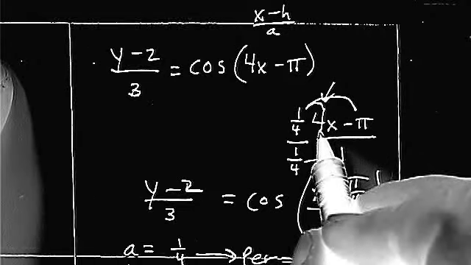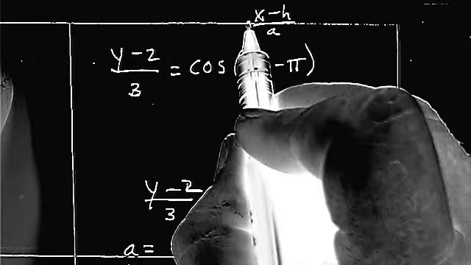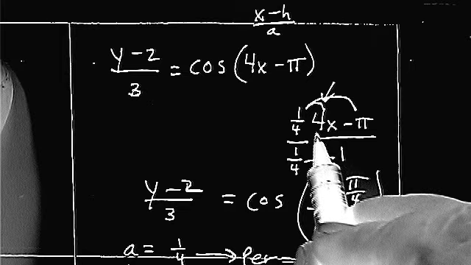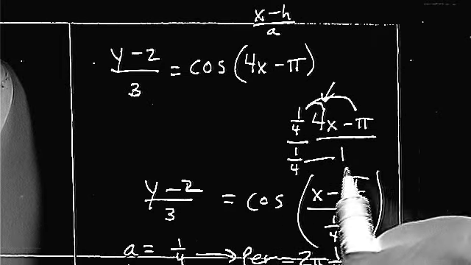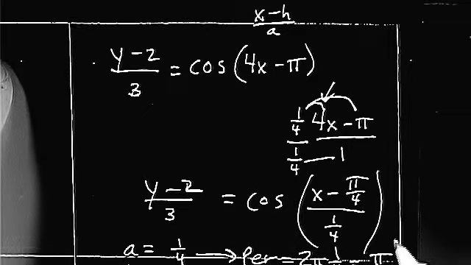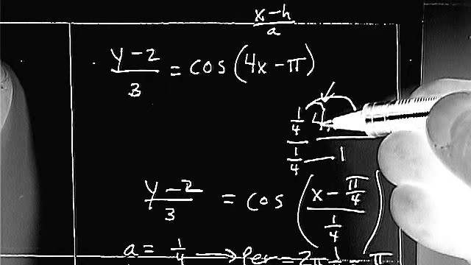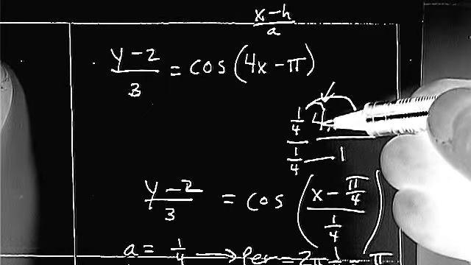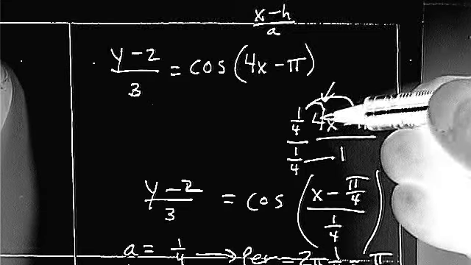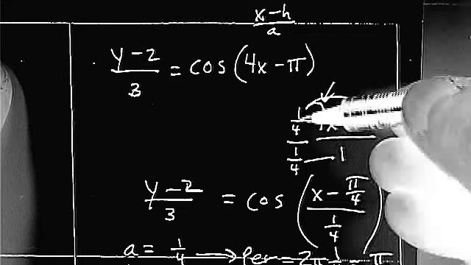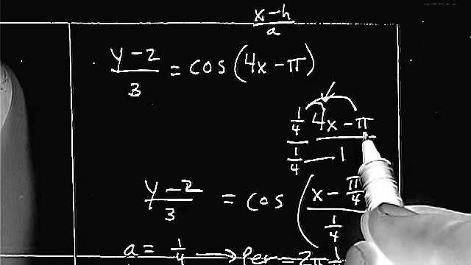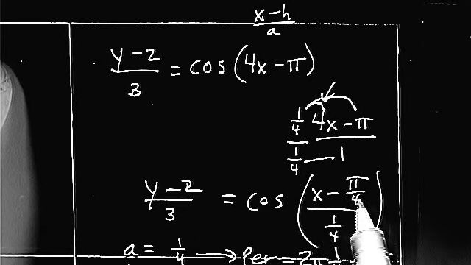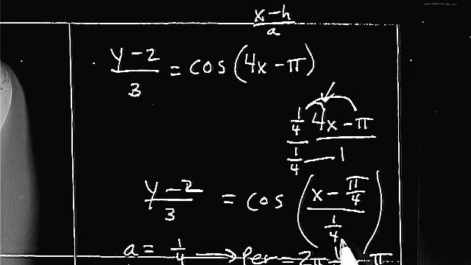Instead, if we want that 4 to become a 1, we take the reciprocal and we multiply the top of the equation and the bottom of the equation by 1/4. Obviously, if this was something like 1/3, we would be multiplying by the reciprocal, which would be 3. But in this case, we've got a 4 to start with, so we're multiplying by the reciprocal, which is 1/4. Now, if I distribute that in, I'm going to get x minus pi over 4, and on the bottom, I'm going to get 1/4.